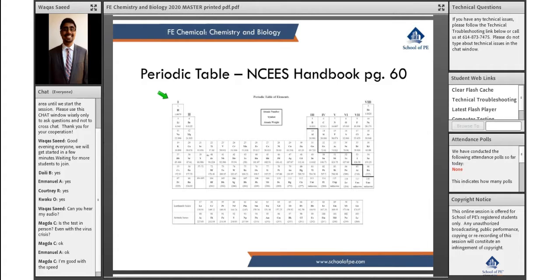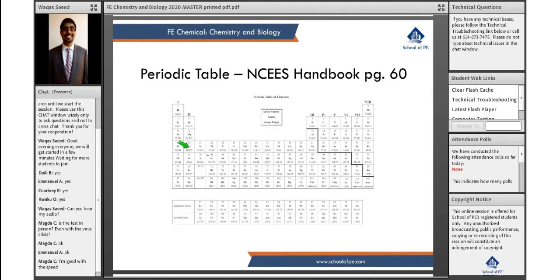This is where you're going to find the periodic table. And the elements you need to identify pretty quickly are the most common elements. So you should know hydrogen is H. You should know lithium is Li. You should know sodium is Na. You should know potassium is K.